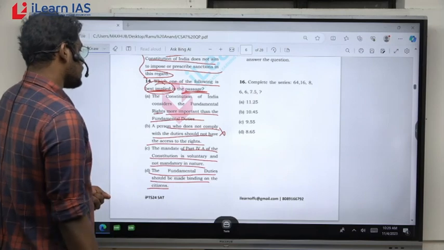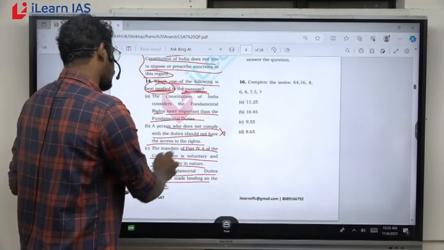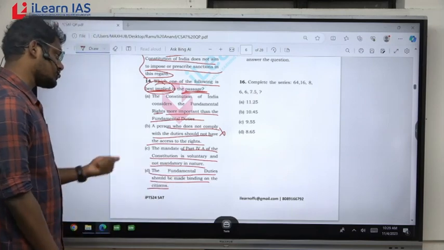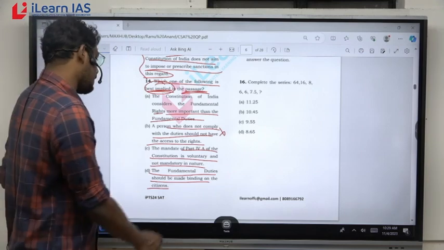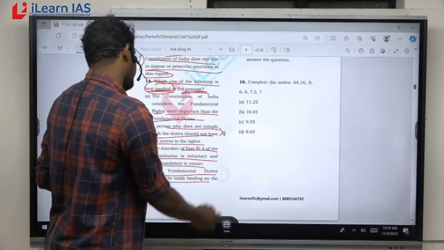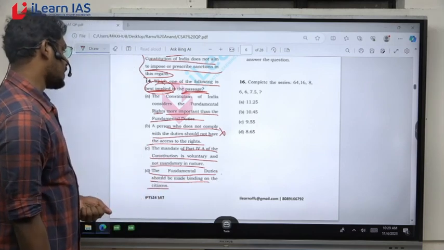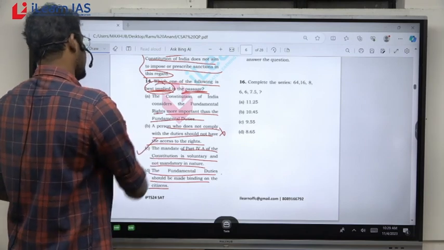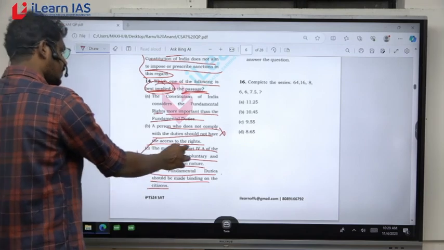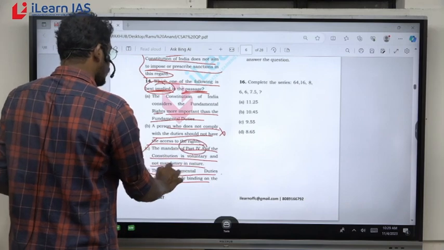This is incorrect. The mandate of Part 4A of the Constitution is voluntary and not mandatory in nature. The fundamental duties should be made binding on the citizens. Best implied in the passage? So I will go with option C, because the mandate of Part 4A of the Constitution is voluntary and not mandatory in nature.